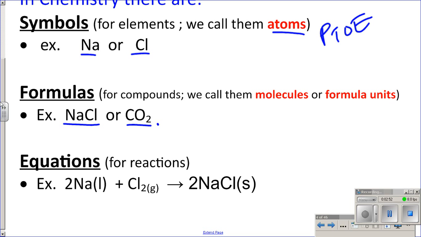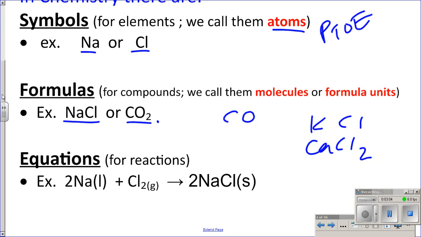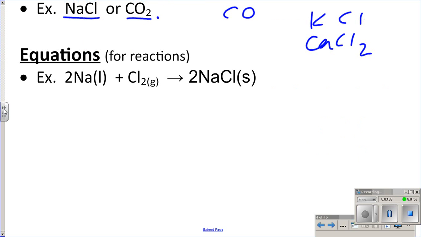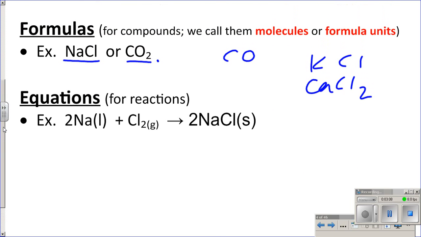So this is definitely a formula. This is the sodium chloride formula. This is the formula for carbon dioxide. Carbon monoxide, potassium chloride, calcium chloride, and so forth. So we can keep going on, but we're going to actually learn how to write those now. In our next unit, actually, you're going to have to learn how to put these things together and show how they react, which you do in an equation.